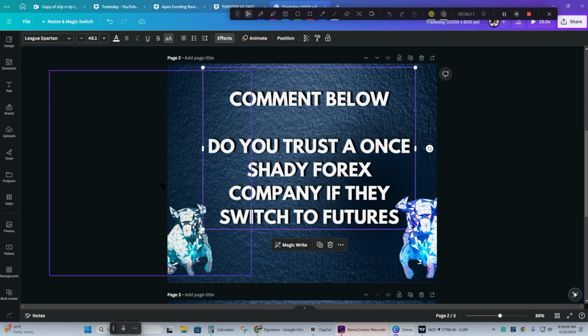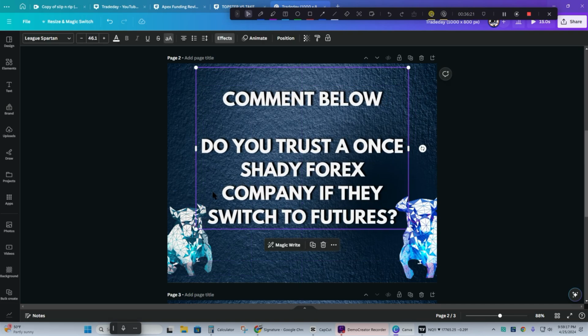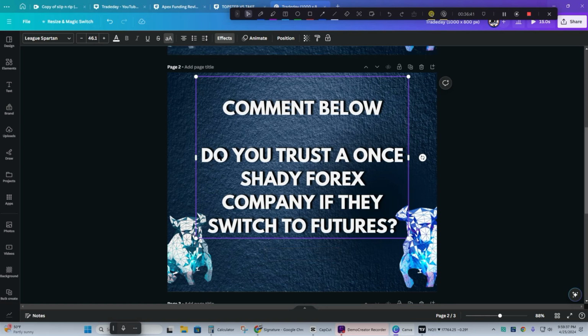Do you trust a once shady Forex company that is shut down and now they're in the futures space? Because a lot of these companies that had their meal ticket in Forex, scamming traders, screwing them over on a daily basis, fading them, the list goes on of the dirty deeds they were doing that are getting them run out of America and shut down across the world. A lot of them are switching to futures, and I don't like it. I want them to stay out of our niche here because I don't want them to ruin it.